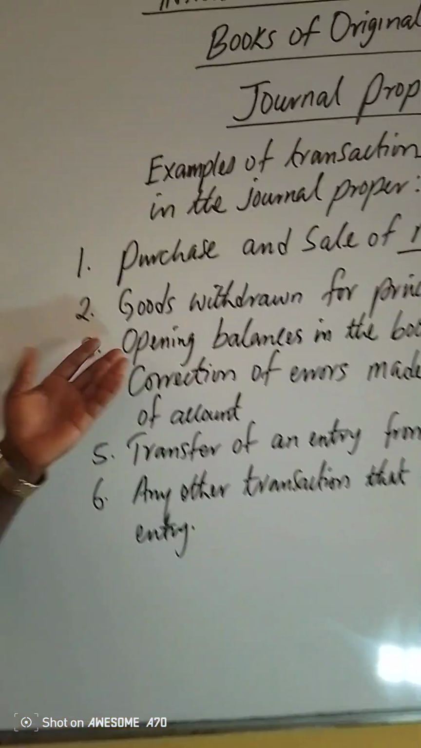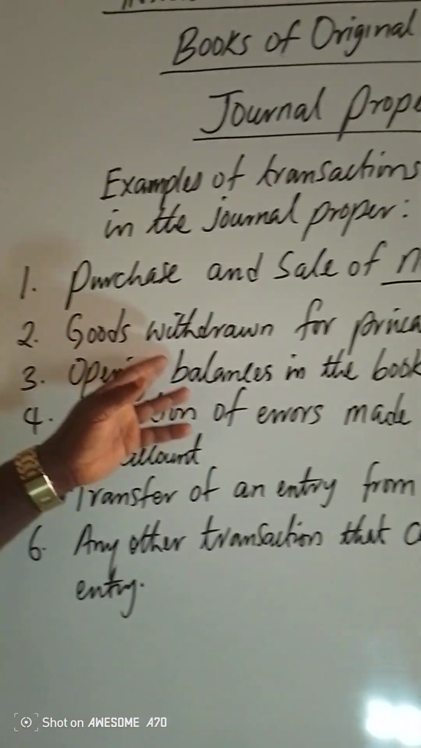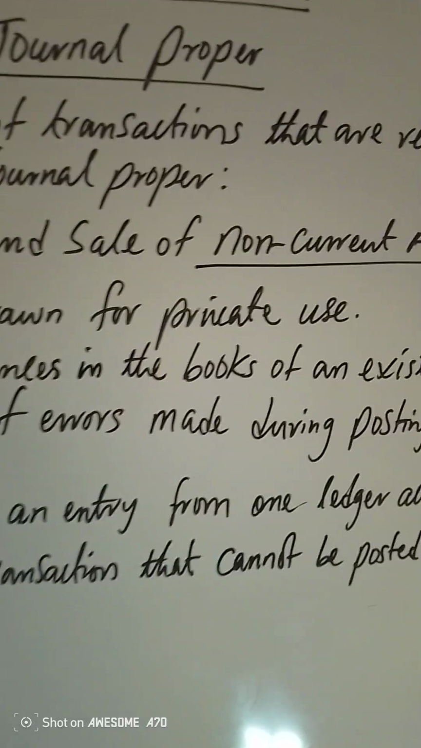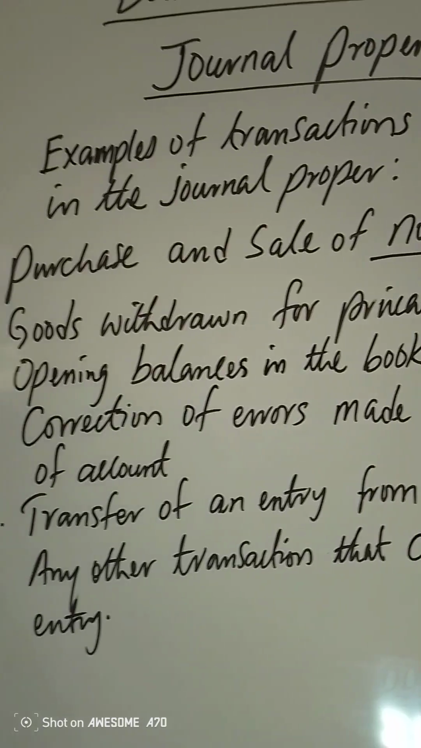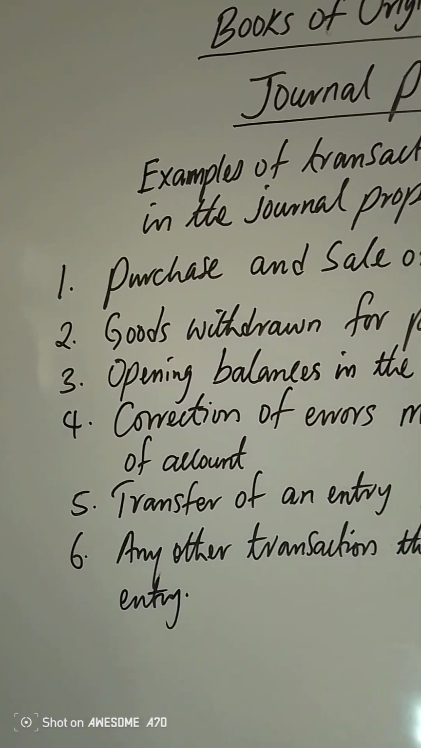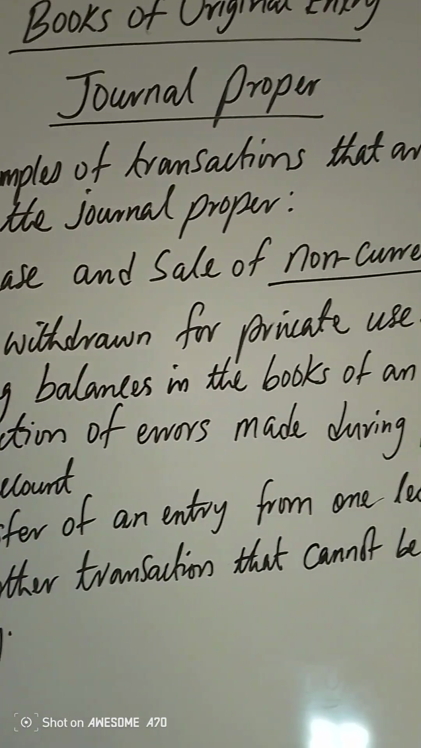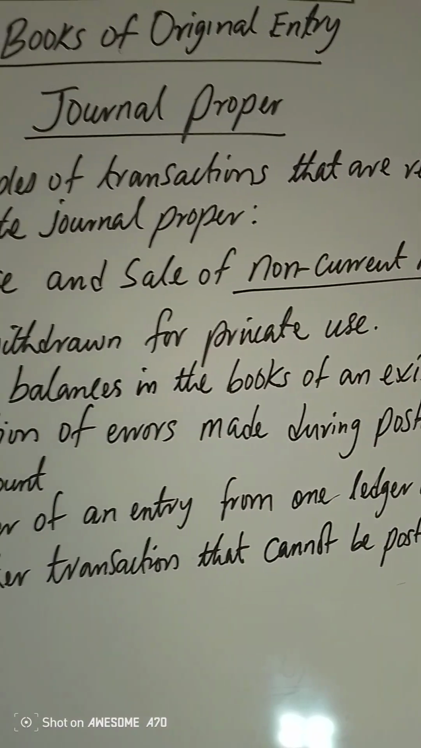Then the next one is goods withdrawn for private use. These are goods withdrawn, and it is not cash. Therefore, you cannot record it in the cash book. So the only place you can record this type of transaction is in the journal proper.